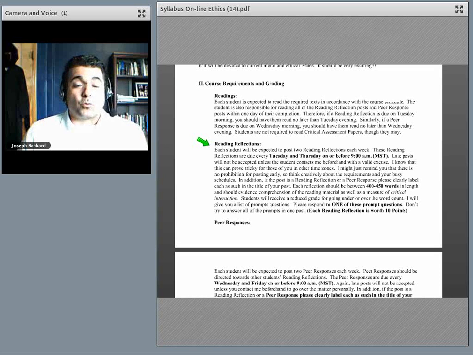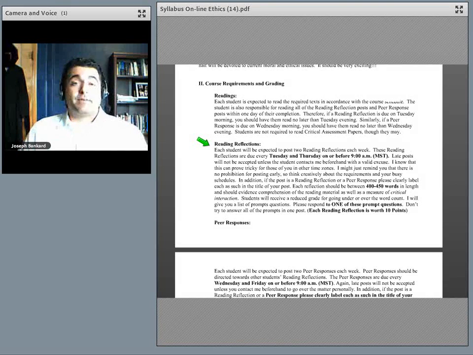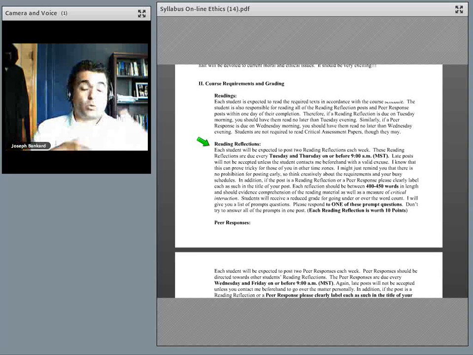So reading reflections. Ideally, I would want you to do reading reflection 1 every Monday, reading reflection 2 every Wednesday. So the weeks look the same, right? You're going to do reading reflection Monday, peer response Tuesday, reading reflection Wednesday, peer response Thursday, cap paper on Sunday. That's the way each week is generally structured.